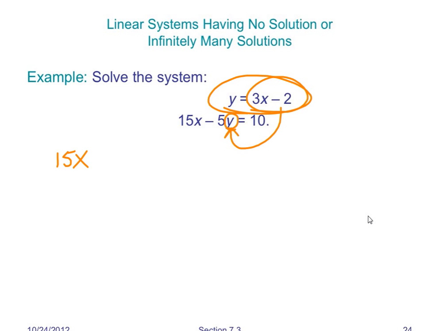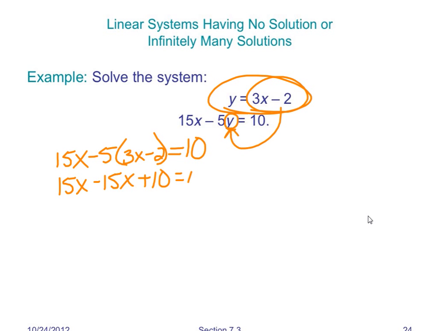So I have 15x minus 5 has to go in parentheses, 3x minus 2 equals 10. I'm going to distribute the negative 5, so 15x minus 15x plus 10 equals 10. Combine like terms, my 15x and negative 15x become 0. I have 10 equals 10.